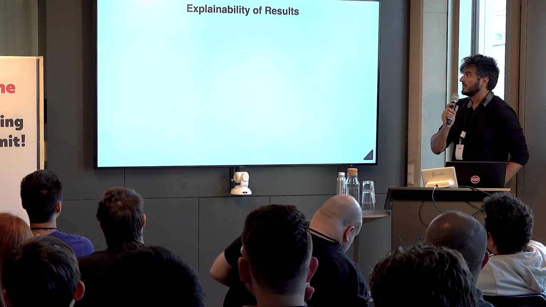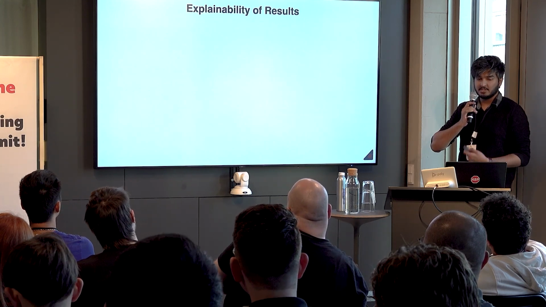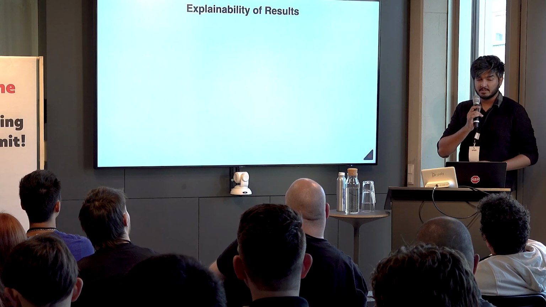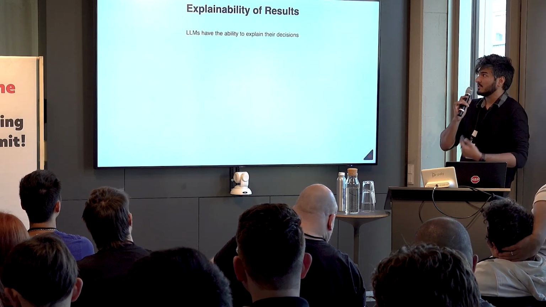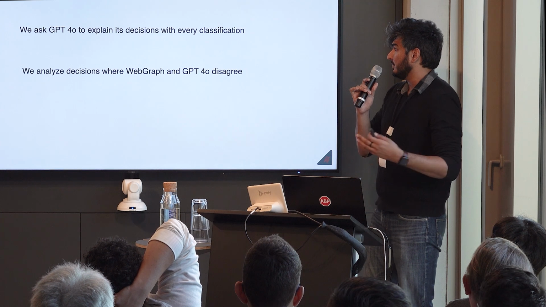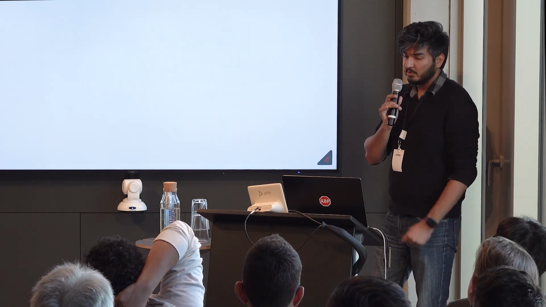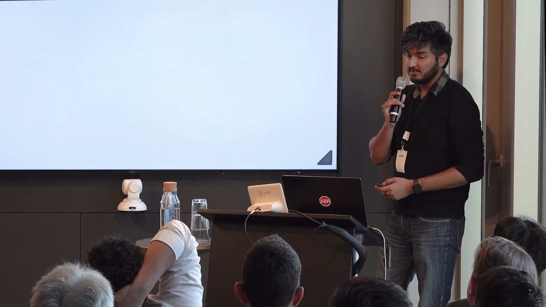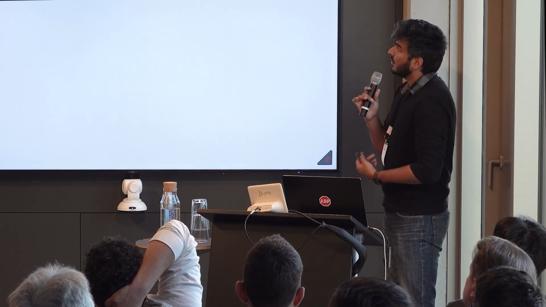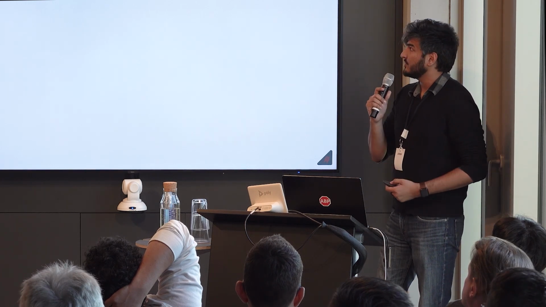Now, another very interesting aspect of using LLMs is that they are able to explain why they made a decision, which is somewhat not possible in machine learning models. So what we also did was to ask the LLMs, or GPT-4o, to explain its decision with every single classification. And then we analyzed those decisions where WebGraph and GPT seem to disagree. And ultimately, we categorized them into two different types of decisions that GPT-4o was making. So one was that it was using some of the information that it had already observed during its training process.